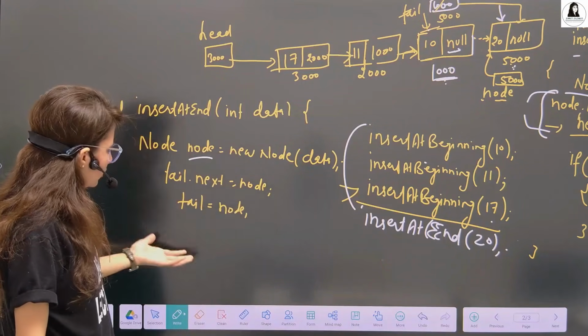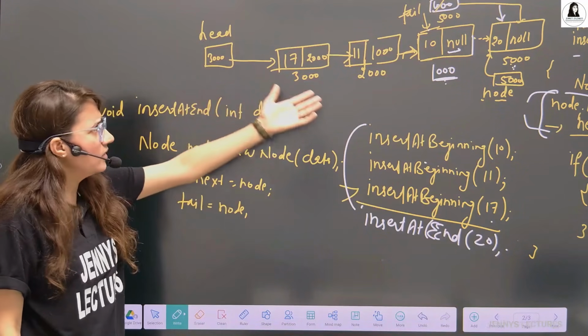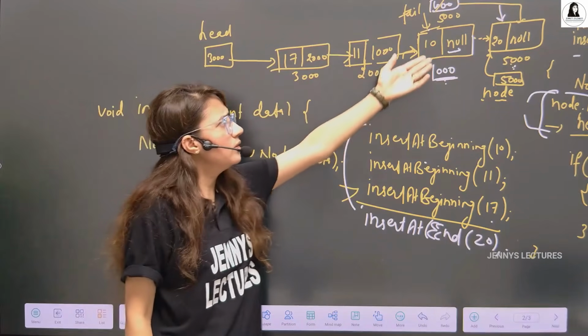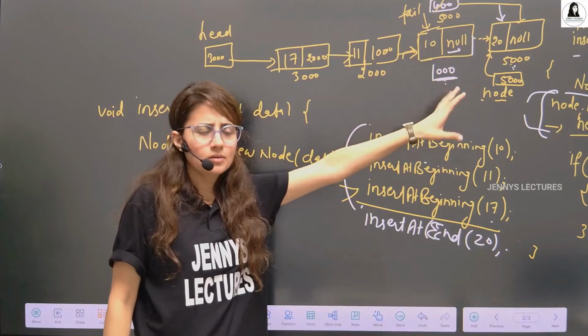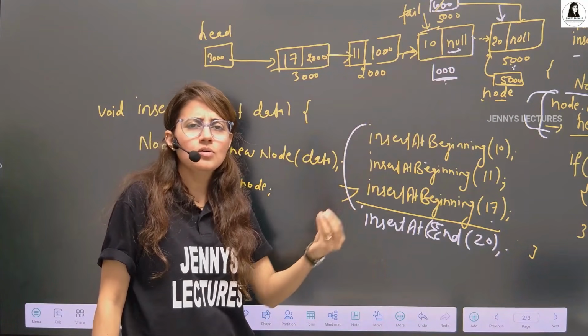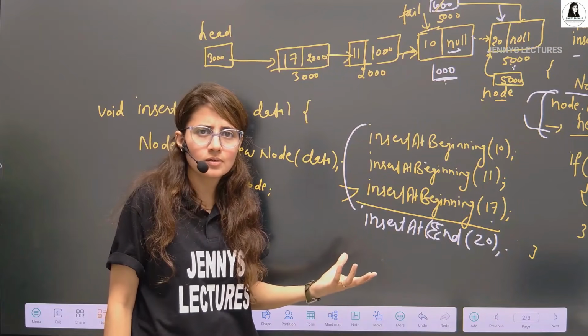Because is there any loop or something like this? No, we haven't traversed anything. We know tail, we go there, we simply change the links, and this will take constant time, order of 1. That's it.